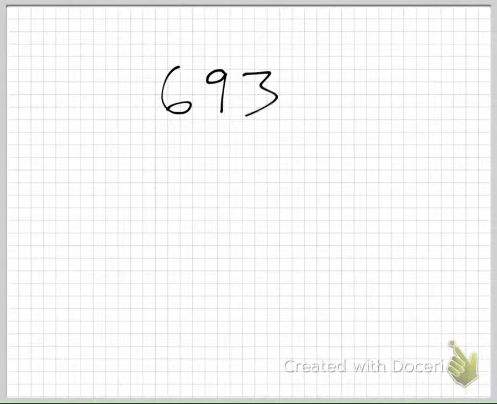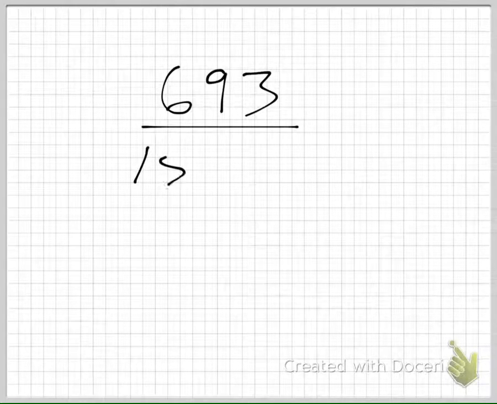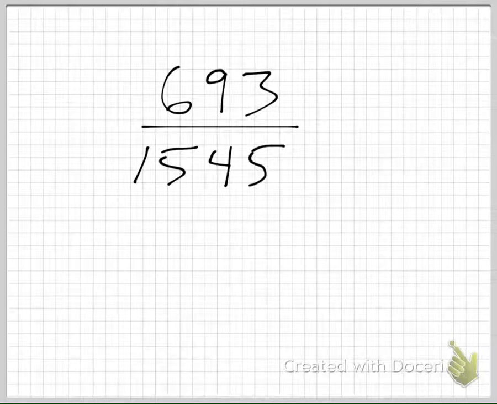Otherwise, goodness gracious, what about this? What if I give you 693 and 1545? And all of a sudden, this is the answer you come up with. And you know that my rule is you have to reduce everything. How are you going to know whether or not you need to reduce that? I mean, you see what I'm saying? Goodness gracious. So what would you do?